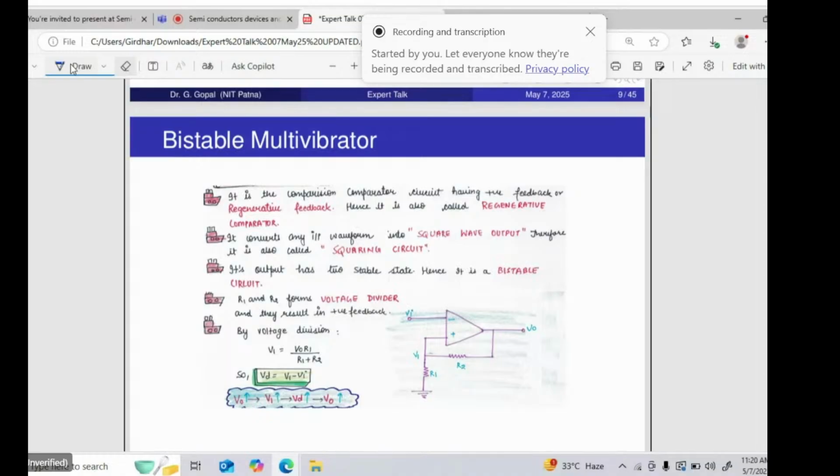Now what is VD here? Same concept: VD is nothing but V1 minus Vi. Here Vi is the input voltage. Because we have already said that in a bistable multivibrator you have to give two pulses to attain two stable states. So two pulses: one pulse is from V1, the second pulse is from Vi. That's why we have given this external input signal Vi.